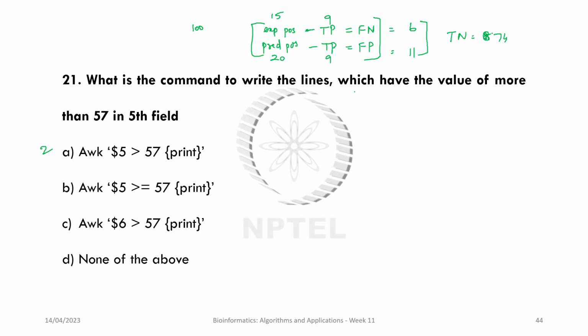Any other answers? Always look for the syntax awk with quotes where you might have a condition and then the command to print. So the command to write the lines which have the value of more than 57. So it has to be greater than, not greater than or equal to. And when they say fifth field, if you have an option that says 6, again you can reject the option. Definitely it's not none of the above. So it obviously is option A, right?